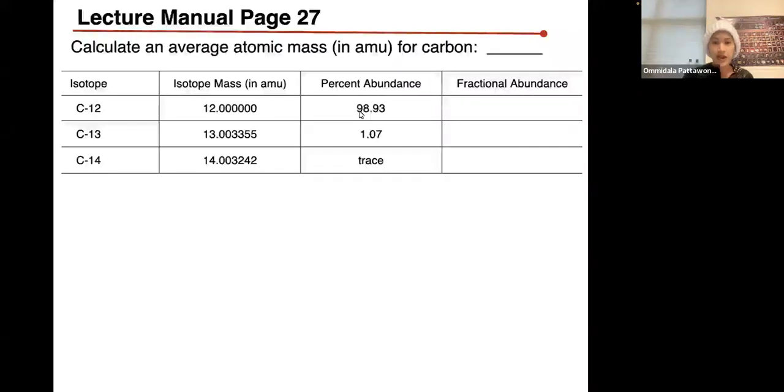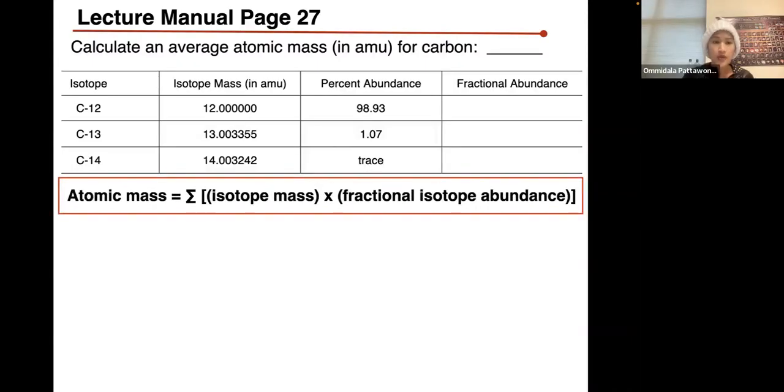For example, in nature, if you have 100% of a carbon sample, you are going to end up with 98.93% of carbon-12 and 1.07% of carbon-13, and a trace amount of carbon-14. And because the equation for atomic mass involves the fractional isotope abundance, in this case we need to convert from percent abundance to fractional abundance first.